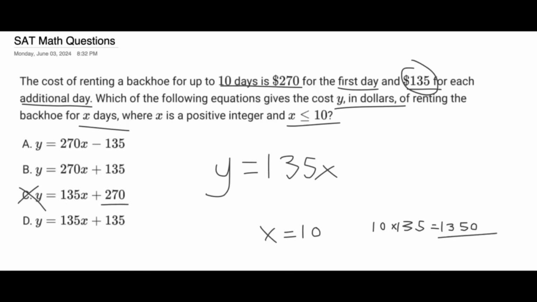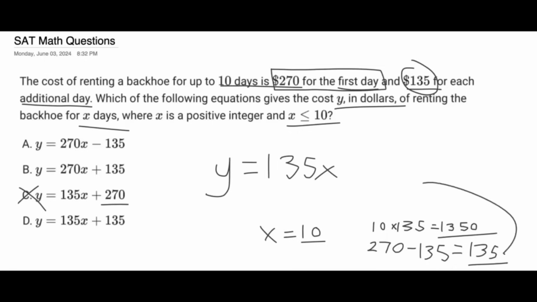However, it's missing one thing, because it says it costs $270 for the first day. So if it's $270 for the first day, when we accounted for the 10 in our rule, we only paid $135. So in reality, we only paid $135 of our intended 270. So we can do 270 minus 135, and that gets us 135. We know that this is the unpaid amount, and so we need to add this to the end of our rule. So it's 135x plus 135. And so our answer is choice D.